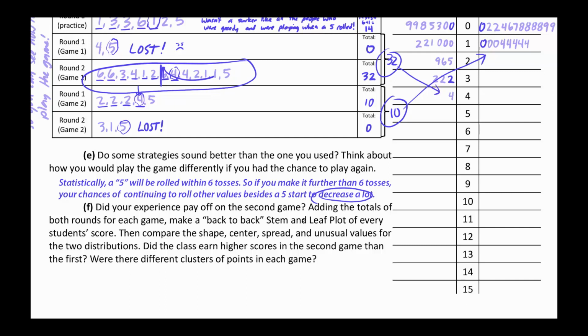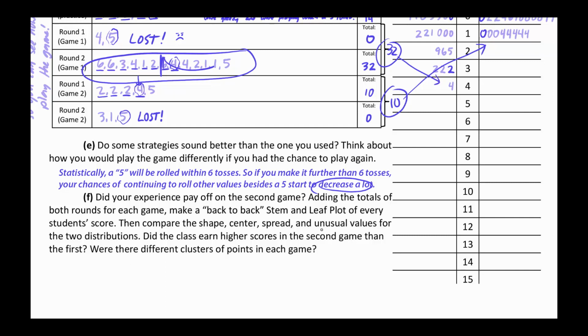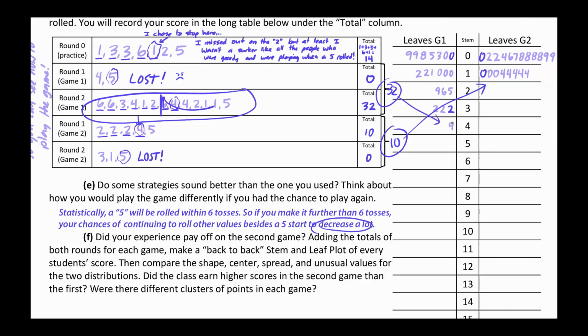If we look at F, did your experience pay off in the second game? Well, looking at the different graphs over here, definitely more clustered, and actually clustered at smaller stem values, so like 0, 2, 0, 8, meaning 2 points, 8 points. Whereas the first game was spread out. It was a little bit more skewed, and actually some people might have won a lot more just because they had higher values, they stuck around for longer. So 44 points versus the other point.